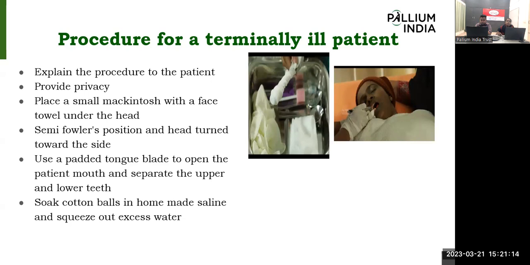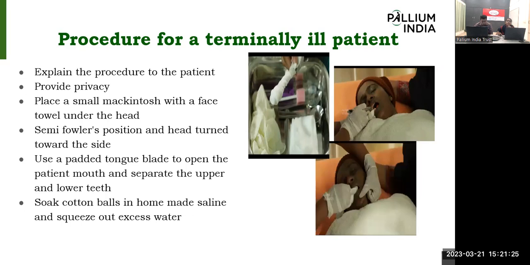After that, you can take another spoon and wrap it with a gauze piece, soak the gauze piece in normal saline and squeeze out the excess water. Then you can clean the mouth. So this is the process. You wrap the spoon, soak the wrapped part in normal saline, and squeeze out the excess water. This is very, very important.